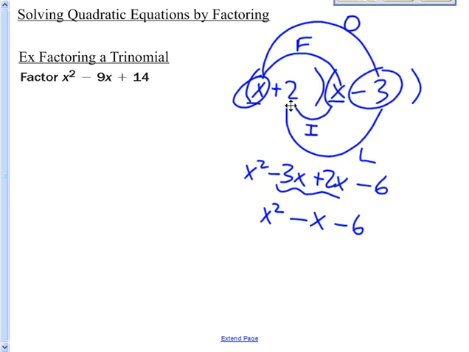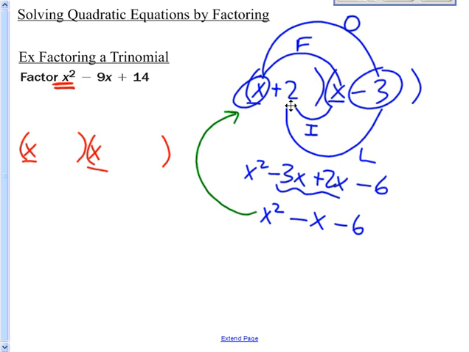Well, today when we're factoring, we're going to go backwards. We're going to go from the trinomial, in this case anyways, back to the two binomials that are being multiplied. So let's look at this x squared minus 9x plus 14. First of all, my first two terms are factors of x squared, and that's got to be x and x right there.